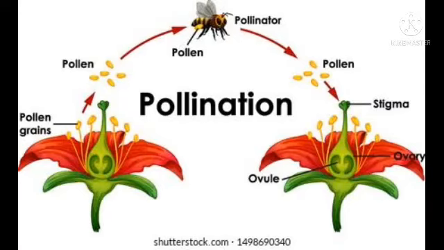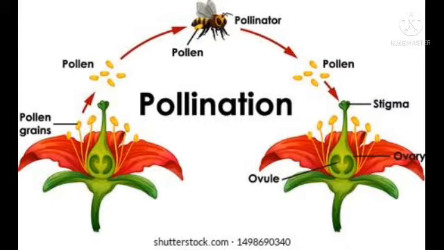So next we can discuss pollination. Pollination is the process of transfer of pollen grains from an anther to the stigma of the flower. There are two types of pollination: self-pollination and cross-pollination.